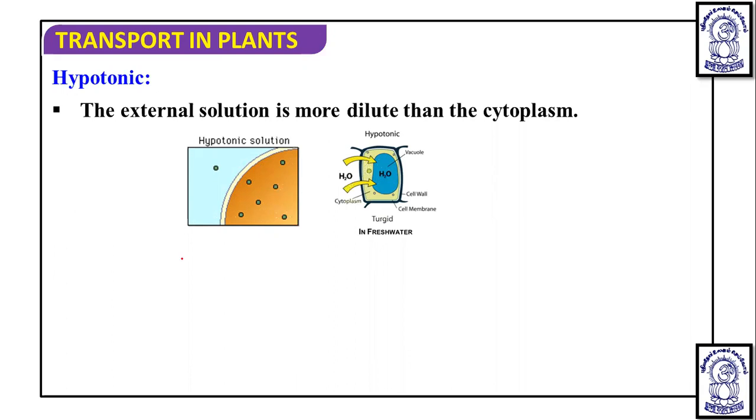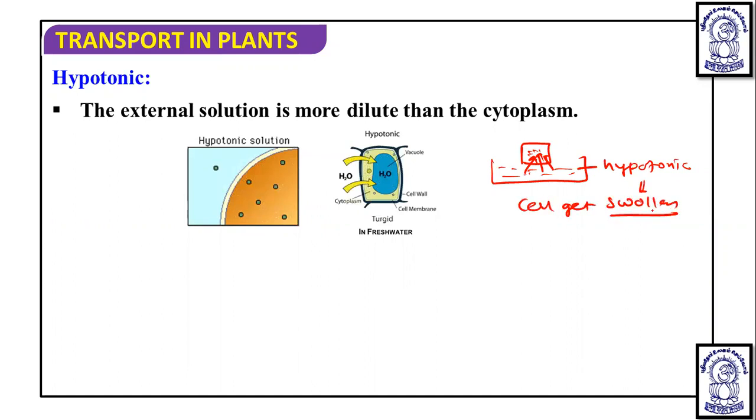So in a hypotonic solution, if we take a particular weak cell and place it in a solution which is more dilute than the cytoplasm, the cytoplasm is more concentrated, so water will move inside, and in the hypotonic condition the cell gets swollen. This swollen cell is known as a turgid cell. Whereas when there is intake and outflow in equal direction in the isotonic solution, that type of cell is known as a flaccid cell.